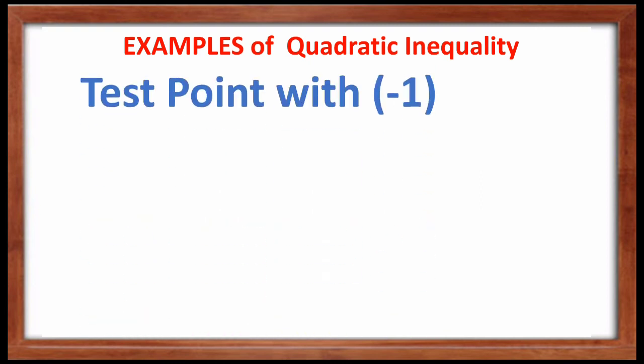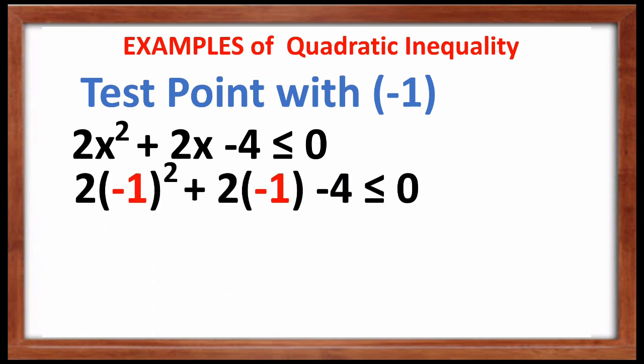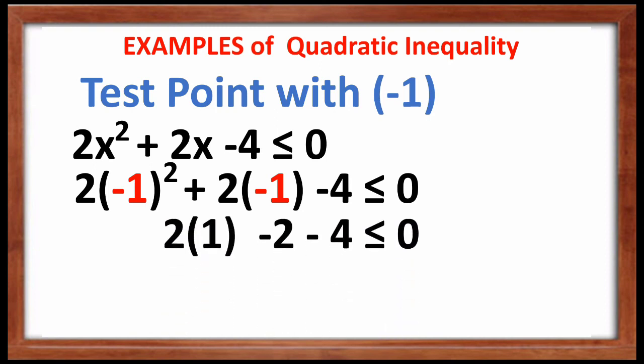Test point with -1. From the given quadratic inequality, 2x squared plus 2x minus 4 less than or equal to 0. Ang gagawin natin, isasubstitute natin ang -1 sa kanyang variable x. Ang x, papalitan natin ng -1. Okay, anong mangyayari? Yung x, pinalitan natin ng -1. Then substitute all the values. -1 squared. Okay, what will happen? That is +1. -1 times +2, -2. Copy -4. Copy less than or equal to 0.